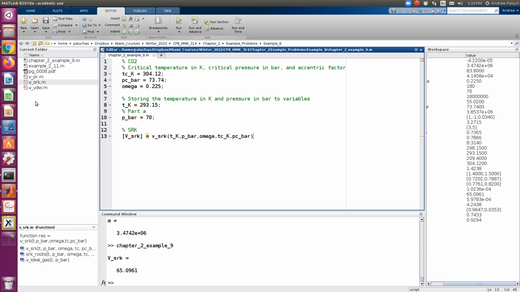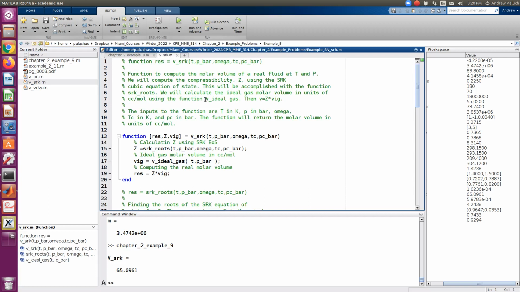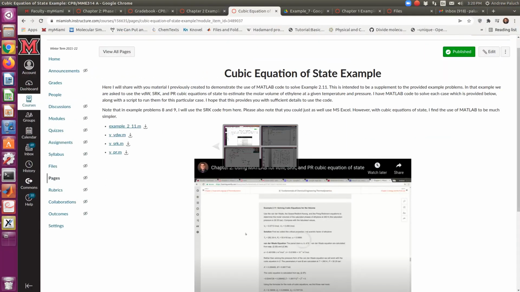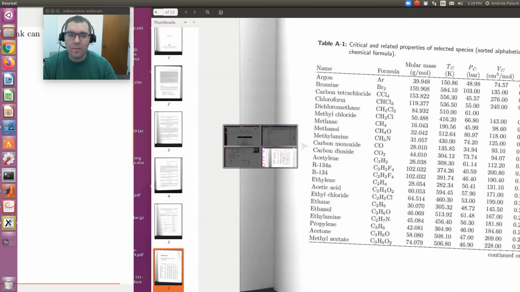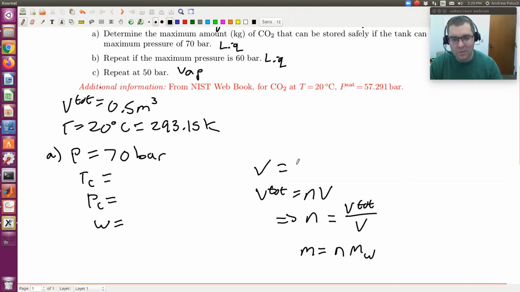65.0961. As for units, the units should be centimeters cubed per mole. Let's take note of what we have. I get a volume, and my volume is 65.0961, and that's centimeters cubed per mole.